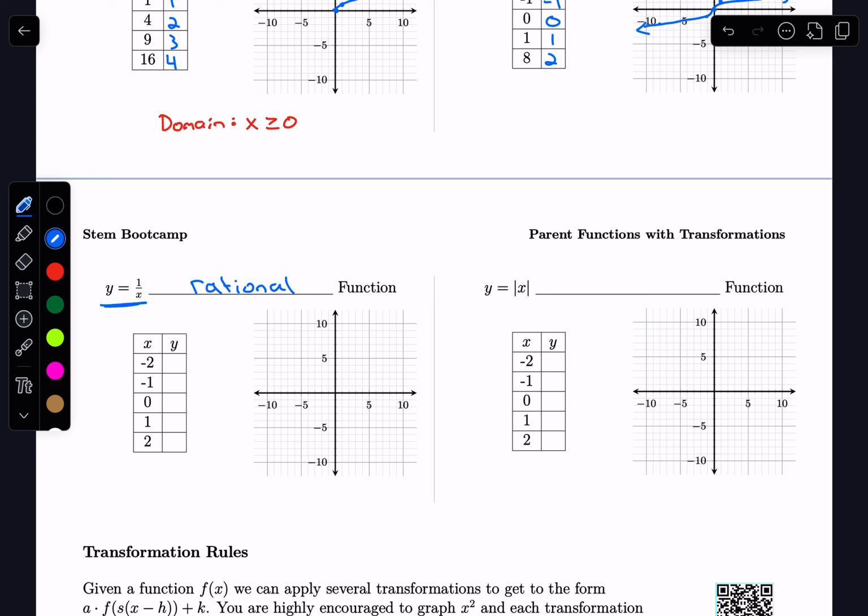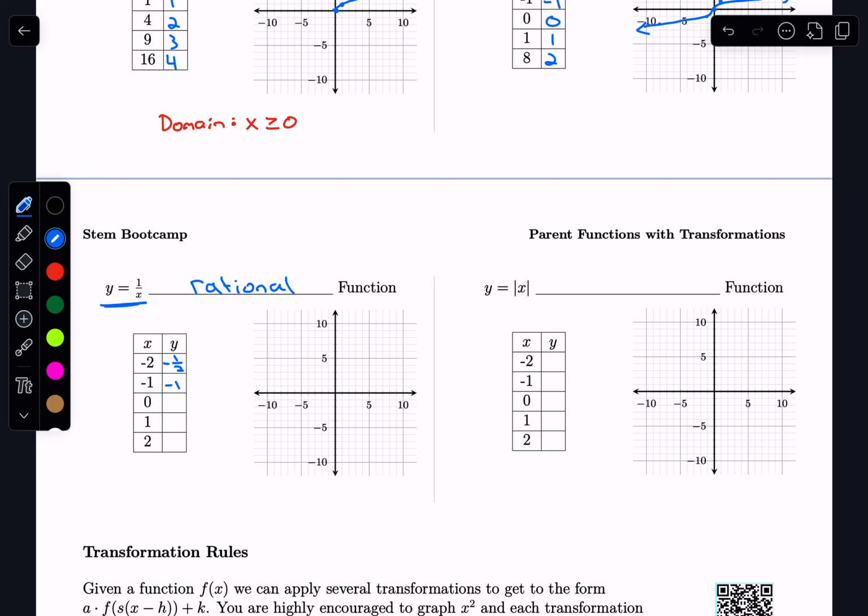And what we're going to see real quick here is that 0 is not an acceptable input because 0 would make the denominator 0, which is strictly not allowed. So when we plug in -2, we get -1/2. Plug in -1, we get -1.